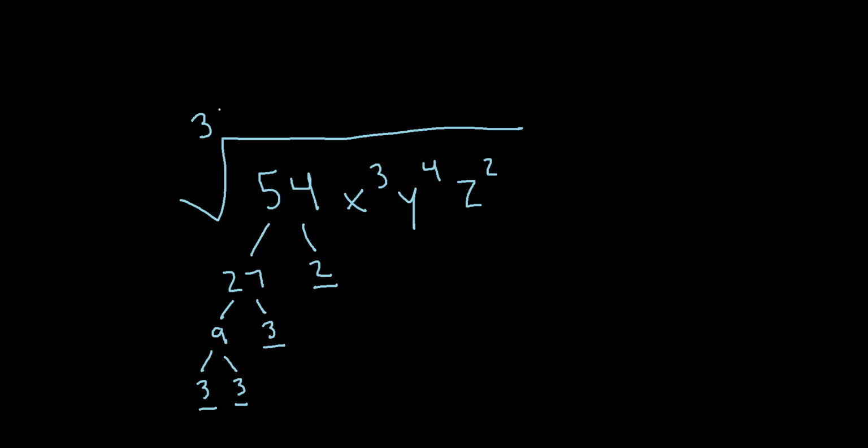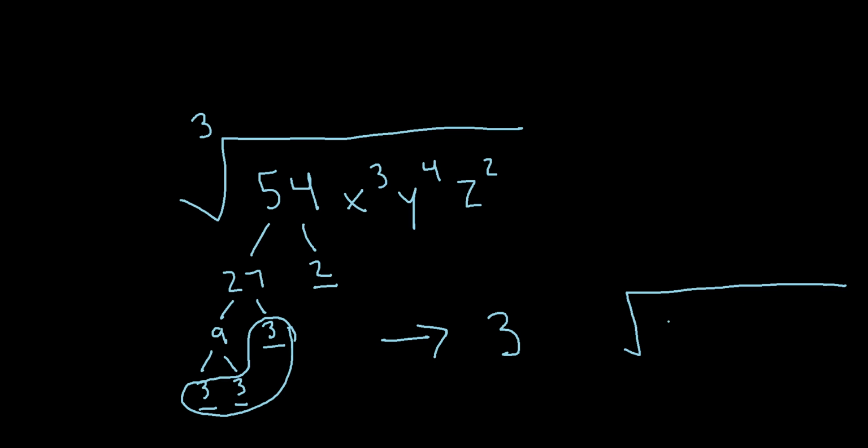So notice that the number on the outside of the radical is a 3 this time. So that means we're looking for groups of 3 that we can pull out. So here are 3 3's. We can pull all of these out on the outside of the radical. And notice that we're just left with a 2. So this 2 has to stay inside of the radical. So we'll write a 2 right here.